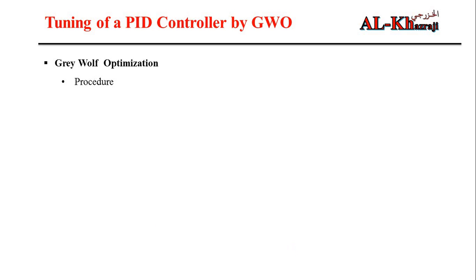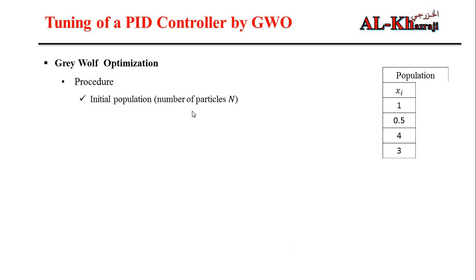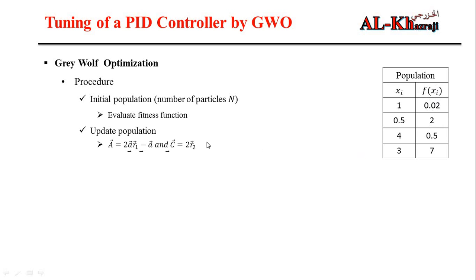Now the procedure is the following. The first step is to initialize the population with random values within the search space. So imagine that you have this population, and this is the xi, which is the position of your population, and you just randomly set different values to your population, and then you evaluate. So you take each value, you put it in your cost function, and you evaluate this population. Then you go to update the population.